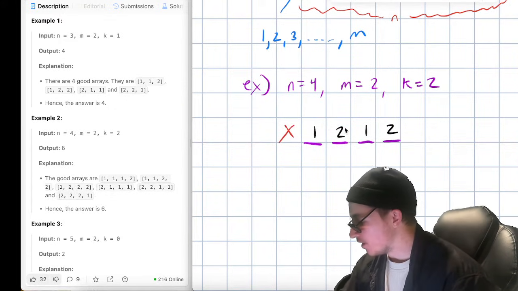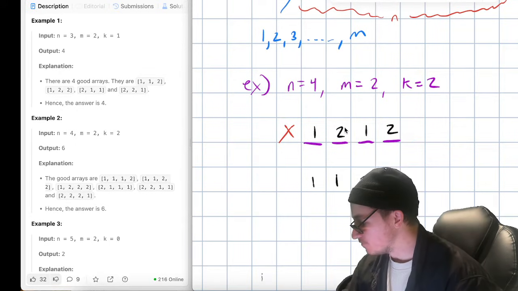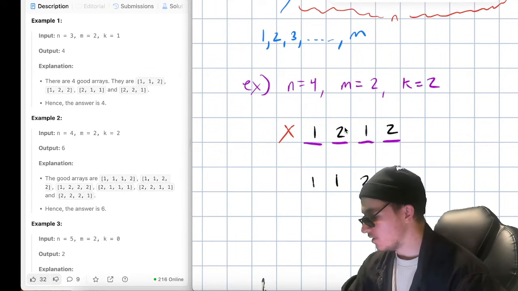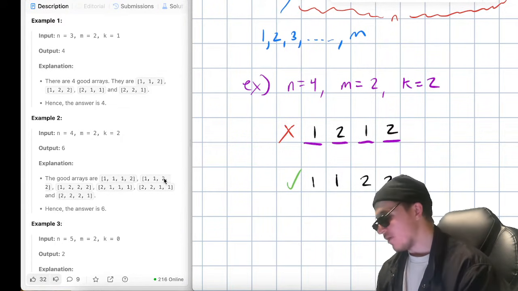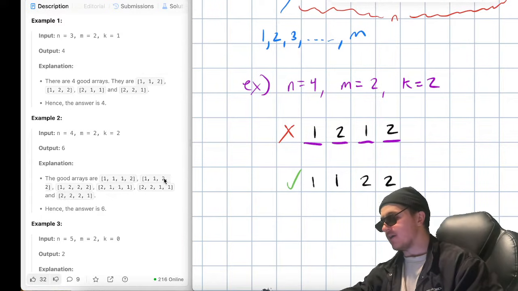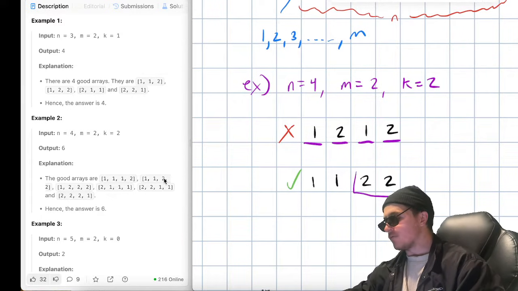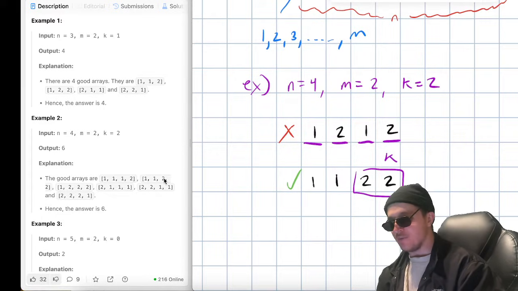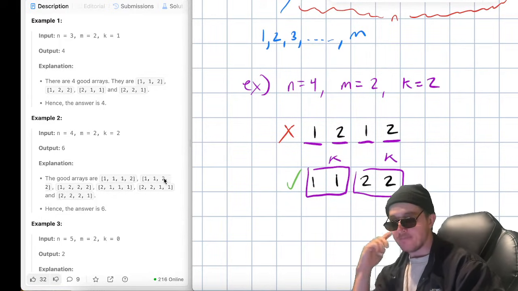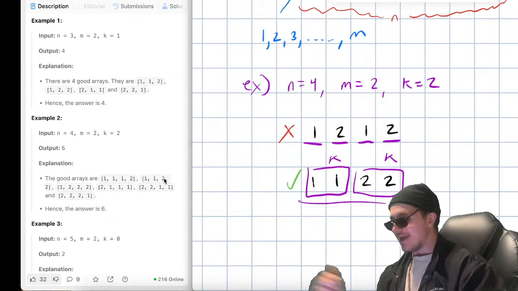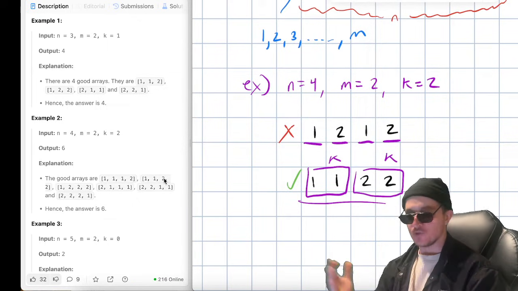So that's not good. Let's do another one where I know it's going to be good: 1, 1, 2, 2. Why is it good? Let's ensure it's in that list. It's good because we have one place where two adjacent elements are the same, and a second place where two adjacent elements are the same. The length is 4, and everything is between 1 and 2, so this is good.